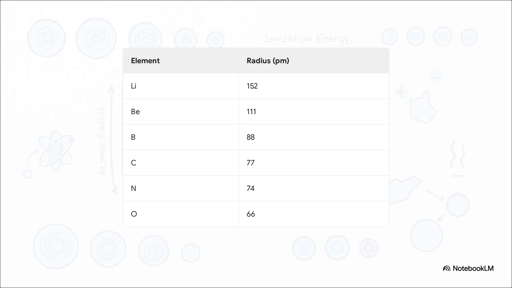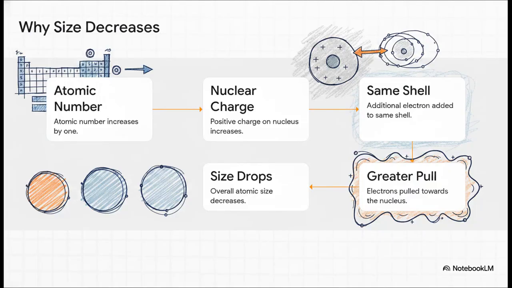Now, class, I want you to carefully observe these elements from the second period of your textbook. If we arrange them from left to right, starting all the way from lithium over to oxygen, what exactly do you notice? Take a look. Lithium has a radius of 152 picometers, but by the time we travel across to oxygen, it's actually shrunk down to just 66 picometers. The radius clearly goes on decreasing as we move from left to right. But why does this happen?